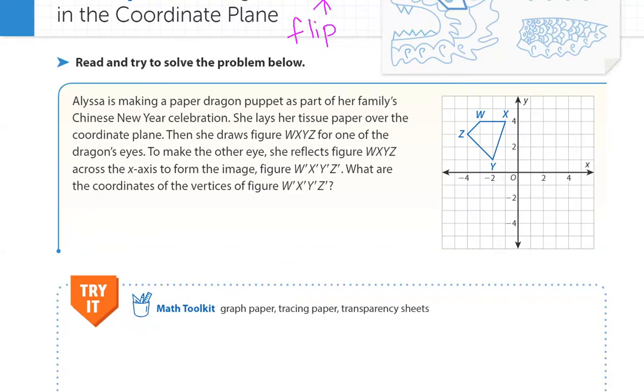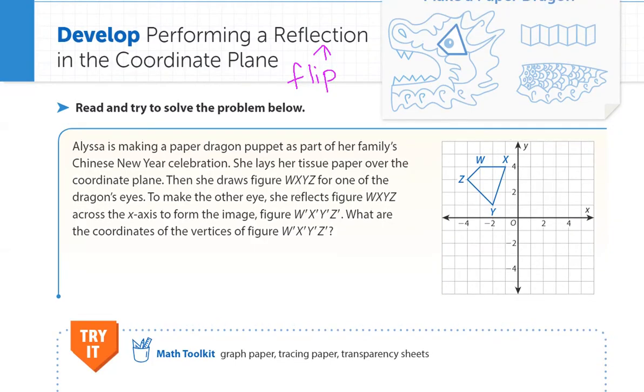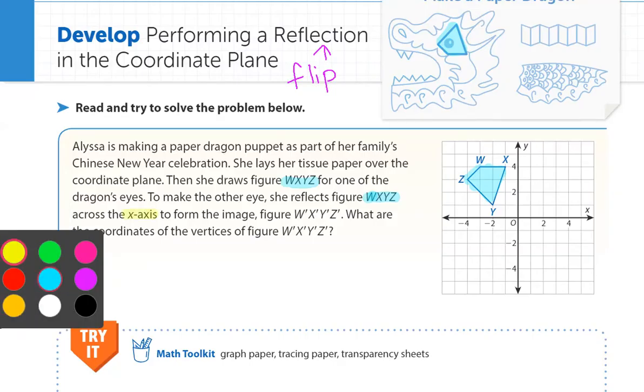Alyssa is making a paper dragon puppet as part of her family's Chinese New Year tradition. She lays her tissue paper over the coordinate plane. Then she draws figure WXYZ. I just really like to color them. For one of the dragon's eyes. Okay, see it's up here. But the other eye can't go the same way because then it would be a weird looking dragon. So, to make the other eye, she reflects figure WXYZ across the x-axis to form the image.